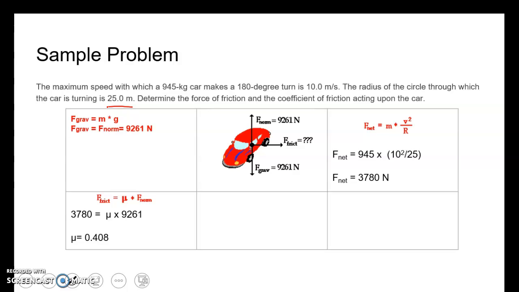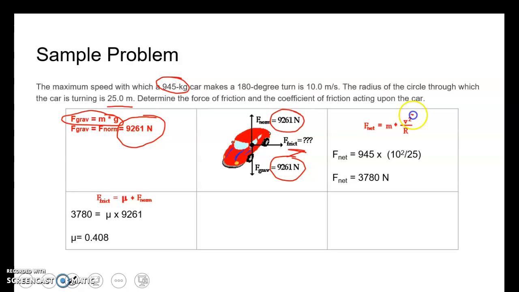First off, we've got to find the force of gravity on the car, which is mass times g. I take my mass, multiply it by 9.8, and I get 9,261 newtons. That's going to be our force of gravity, which, since we're on a flat surface, is the same as our normal force. Now, friction, that's our unbalanced force, so that's our net force.